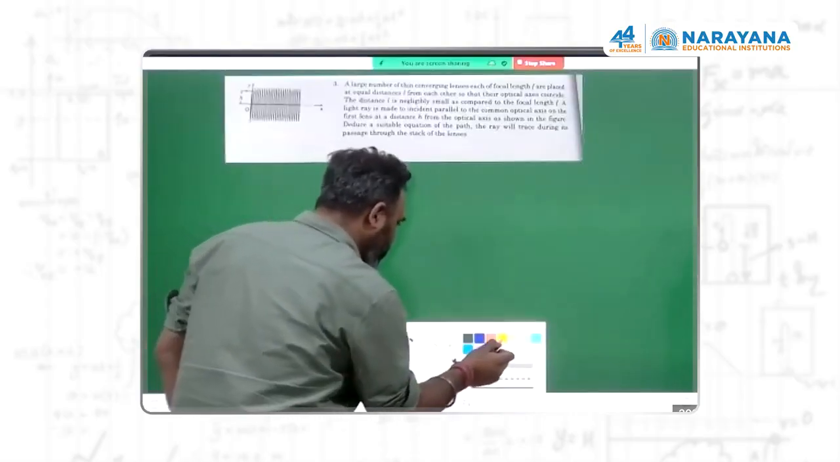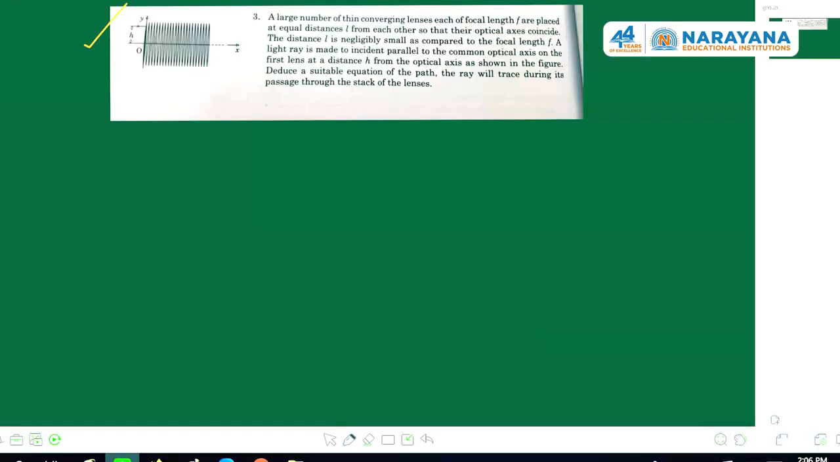So let us start with the first problem for the day. Let's go through this nice problem where we have to find out the equation of the path of the ray. Let me read the problem for all of you.